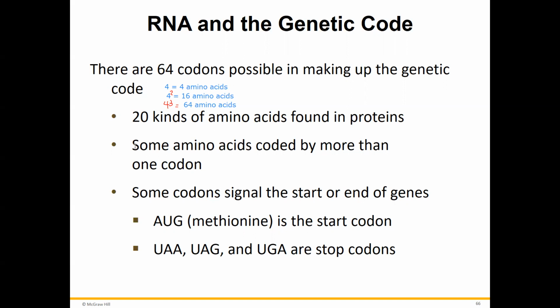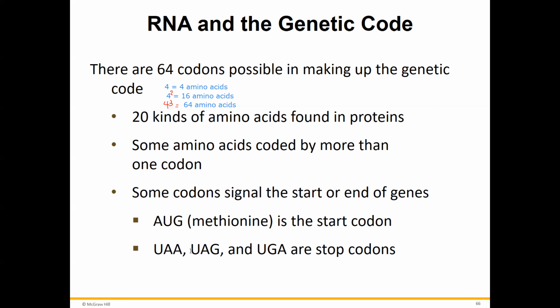So since we know there's not 64 amino acids, some amino acids are coded by more than 1 codon. And you're going to see that in the list here in a second. Of those 64, one of them is considered the start codon. So you always see this 3 nucleotide sequence, and that indicates the start of a gene. It will bring methionine as the amino acid to the beginning of any gene.